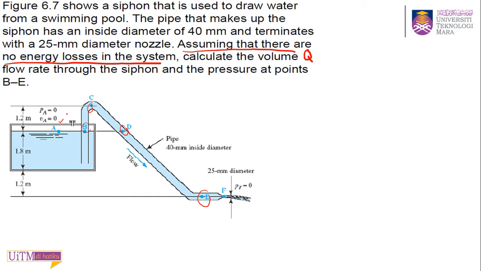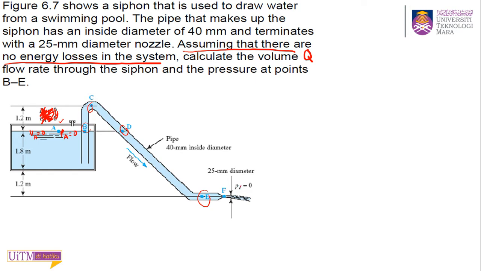Maybe in other examples or other questions, they will not provide you with this information. They don't tell you this. So you need to know that the velocity at point A is 0 because this surface area is relatively large, and the pressure at point A as well we consider as 0 because this is open to atmosphere, right? So VA is 0 and PA also 0, right?